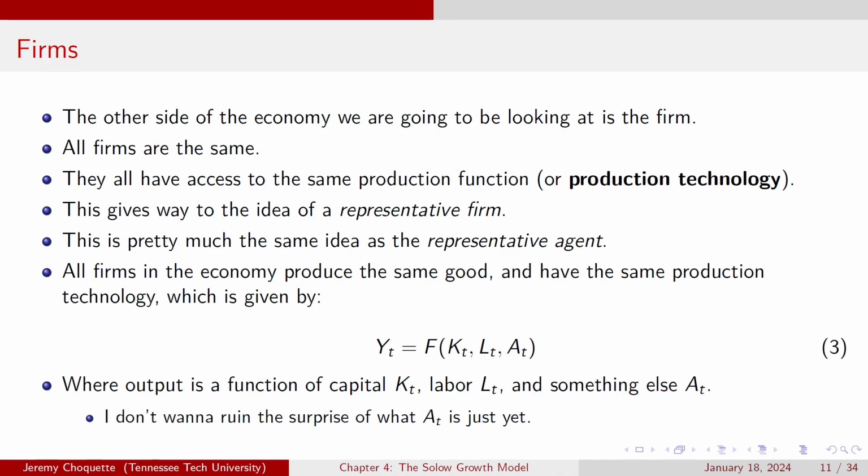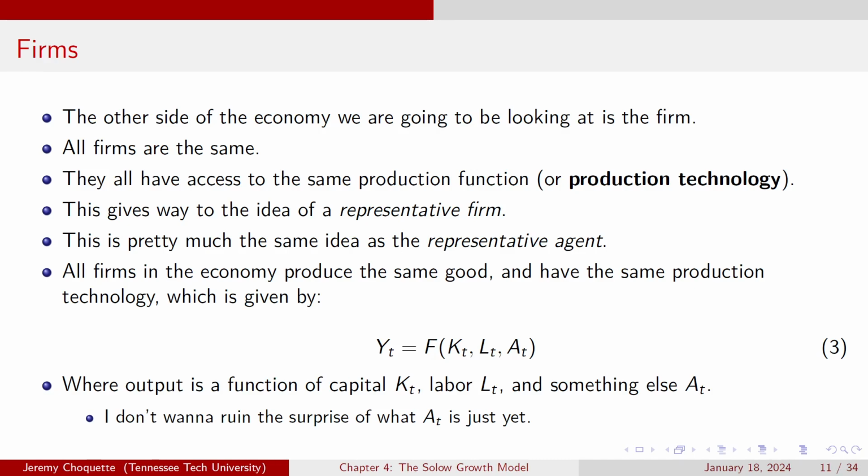Now, the other side of the economy we're going to be looking at is the firm. All the firms are the same, and they all have access to the same production function, or as we like to say, production technology, because economists like to use big fancy words to hopefully try to convince our employers to give us more money. Now, this gives way to the idea of a representative firm, or a representative agent. So you get a firm that's a good representative of the rest of the firms.